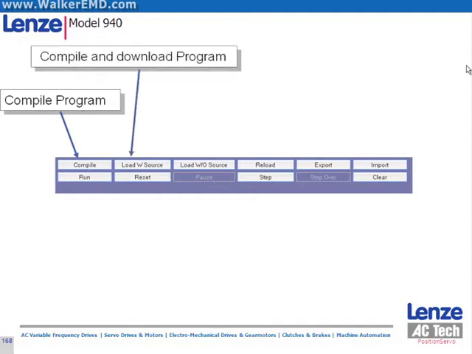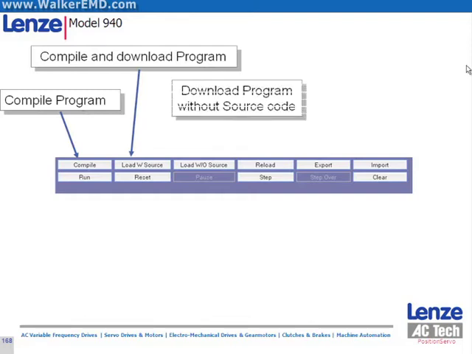Load with Source. This button compiles the code and then loads the program to the drive. Load without Source compiles the code and loads the program to the drive, but it does not load a source code copy to the drive. As a result, users logging into a drive that has had its indexer program loaded without source cannot see or edit the program. This feature is particularly useful for OEMs wanting to protect their intellectual property.